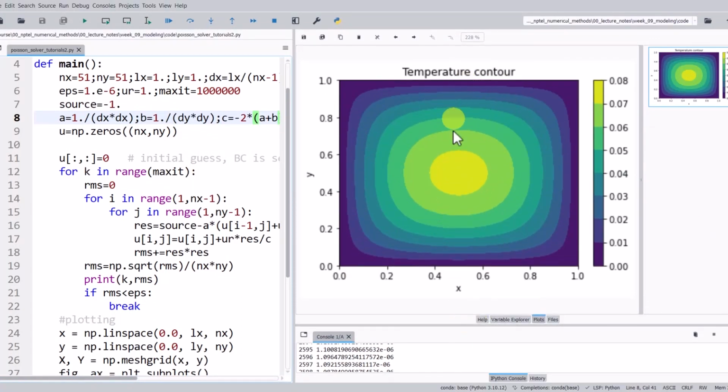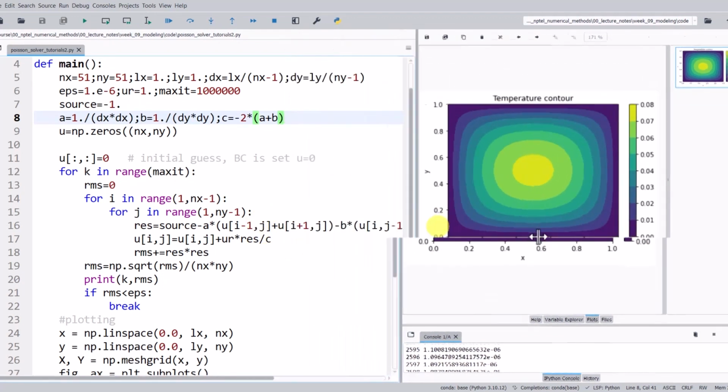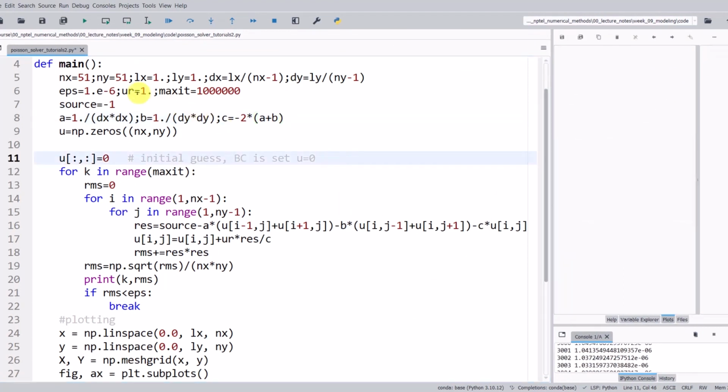It's pretty symmetric. It makes sense to take a quarter of this case. At the center, the temperature is high. Outside, it is going to 0 because we have set 0. So it looks good. We can now play around with this code. So for instance, if I make this source 0, then it's a trivial solution.